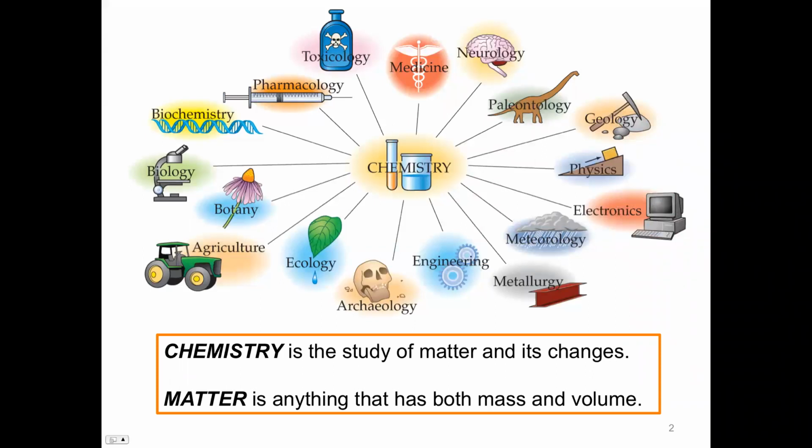In class, we even brought in meteorology, because for me, I don't always think of that as being chemistry, but it is. And why is that? That's because chemistry is the study of matter and its changes, and matter being anything that both has mass and volume. So anytime matter, or anything with mass and volume, is changing in some way, you're dealing with chemistry. And that was sort of the point here.